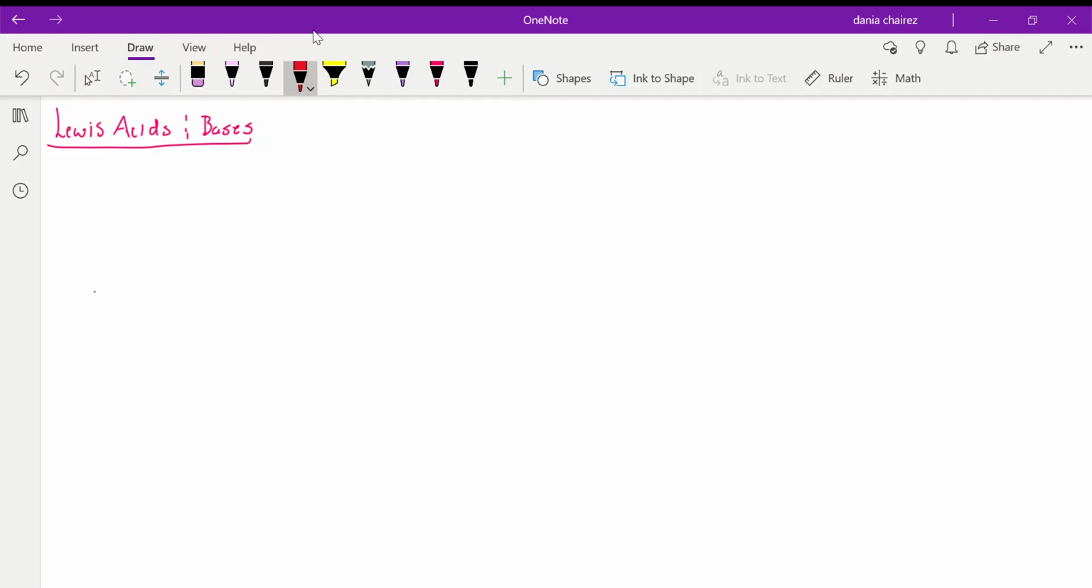So, a Lewis acid is different from a Bronsted acid that we've been dealing with, because the Bronsted acid donates a proton, right? Well, a Lewis acid accepts an electron. And then you have a Lewis base, which is different from a Bronsted base, which accepts the proton, because this one donates the electron.